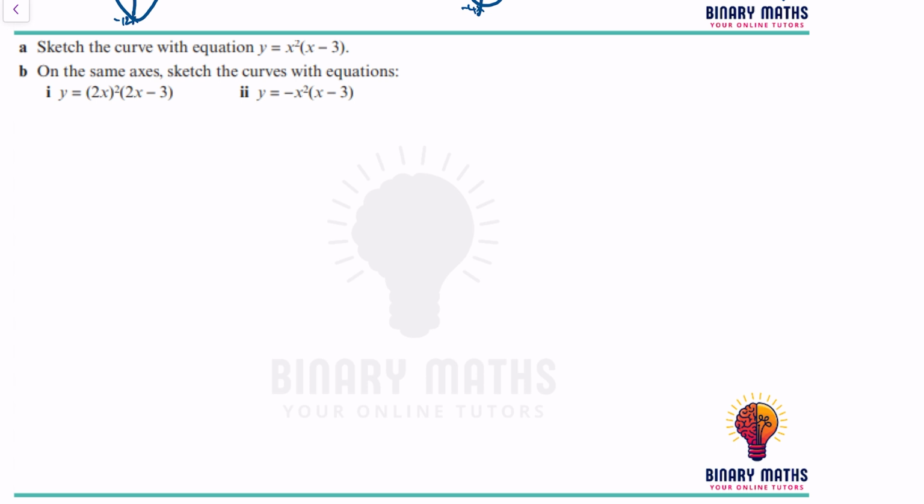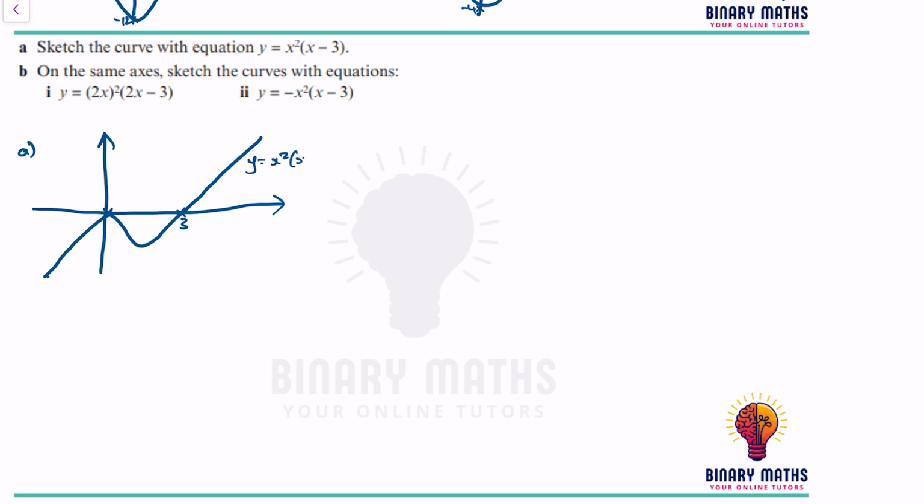Okay, so A, sketch the curve with equation y is equal to x squared times x minus 3. So it's a cubic graph. It's got a double root at the origin, and it's got a single root at 3. It starts from quadrant 3 and gets to quadrant, oh, it's a double root. So double root means it bounces off at 0. So it bounces off at 0, it's a double root, and then it goes back to 3. Now it doesn't matter about the minimum point there, so don't worry about that. So this is y is equal to x squared times x minus 3.